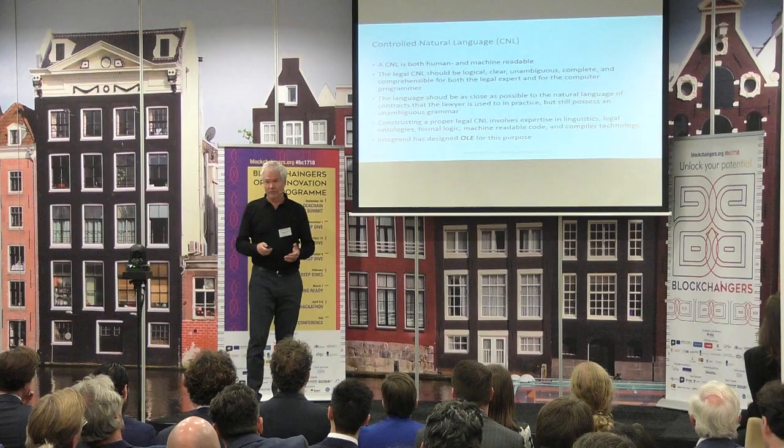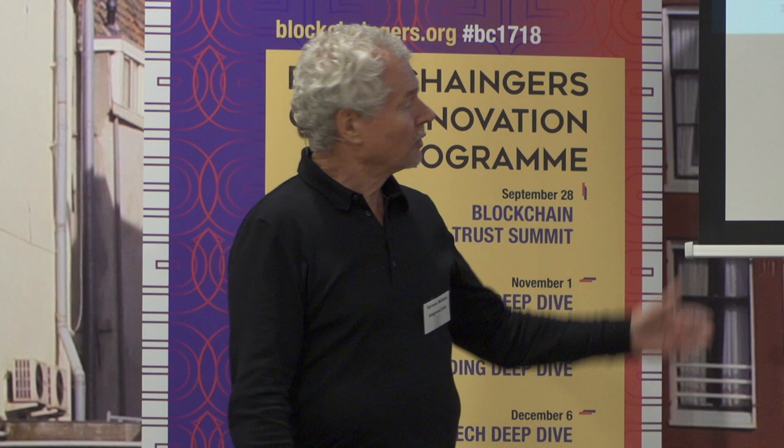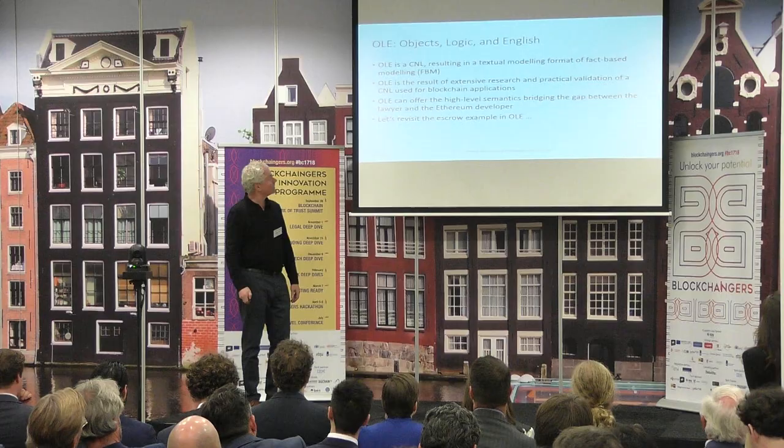So a good language like that could be a controlled natural language. Controlled because it is machine readable. Natural language because the text should be human readable. So the language itself should be as close as possible to the natural language of the contracts that lawyers use, and still they should be able to be translated to programming code in a systematic manner. Well, I'll give you an example of what a language like that looks like.